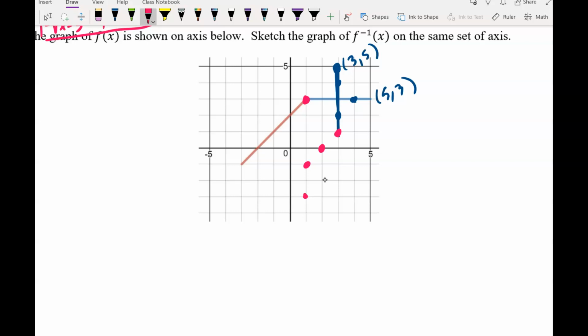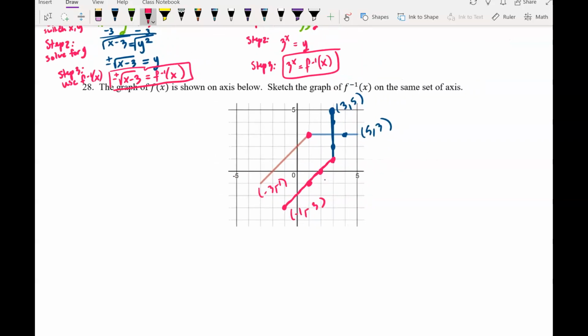What's this point? 1, negative 1? I feel like this point's off. This is at negative 3, negative 1, so it's going to be at negative 1, negative 3. That's what I did wrong. And now I can see that it is indeed reflected over the line y equals x. And that's a good way to check. Is it reflected over that line? That's it.